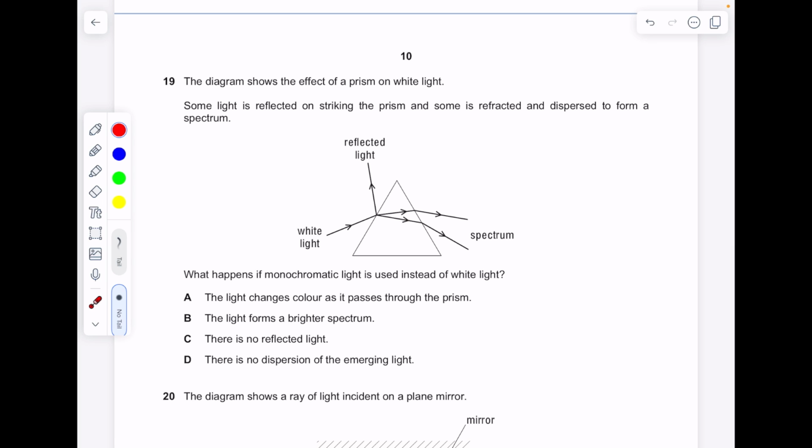So remember, white light contains all the colours of the rainbow. Monochromatic light just refers to one colour of light. And as a result, you will not get the dispersion taking place with the monochromatic light, unlike white light, which disperses into all the different colours.